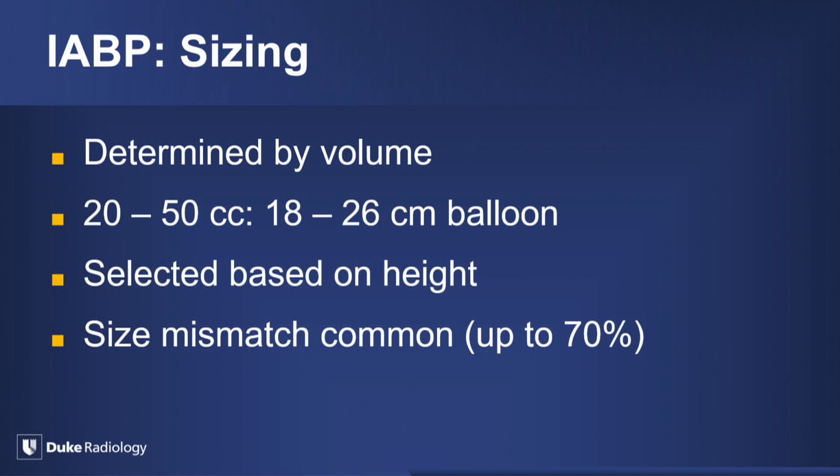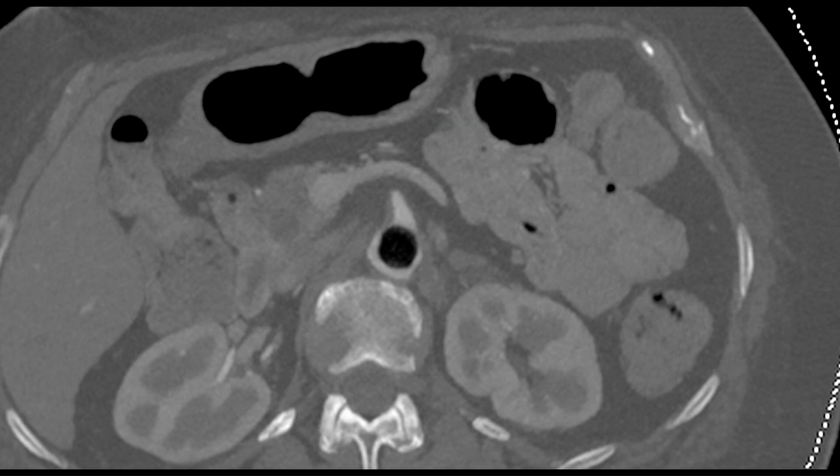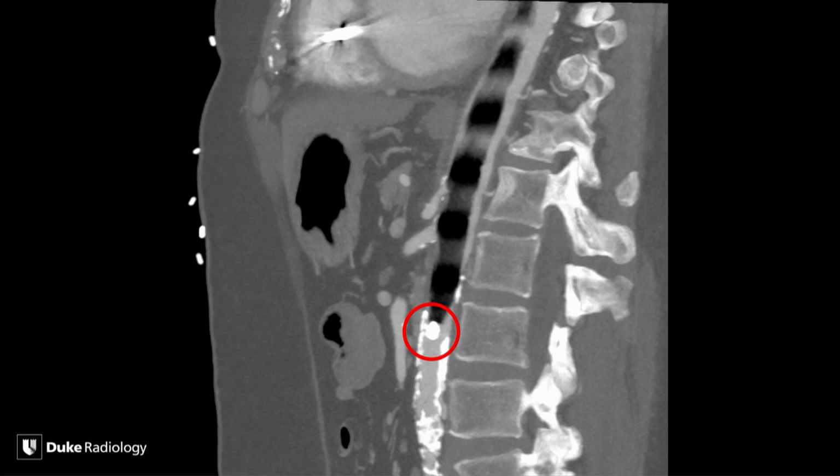And in one series, when you were considering the distance between the takeoff of the left subclavian artery and the celiac artery, I believe, they determined that size mismatches occurred in up to 70% of individuals. And usually the balloons are oversized. So in this particular example, this looks pretty good here. I'd call that a really nice positioning, but in the same day, the patient had a CT scan, and you can see the balloon is blowing up across the origin of the SMA and the renal arteries, and in fact, the distal tip is way down here. This is clearly a very oversized balloon for this particular patient.